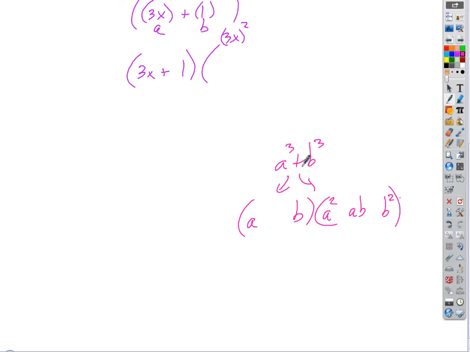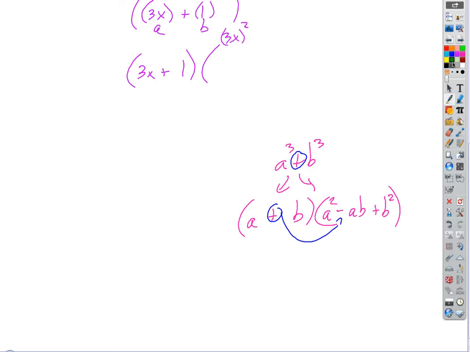What are the signs gonna be? Plus, minus, plus. How do we know that? Because whatever the sign of the pattern is always goes in the small factor. The next one is its opposite, and the last one's always positive, right?